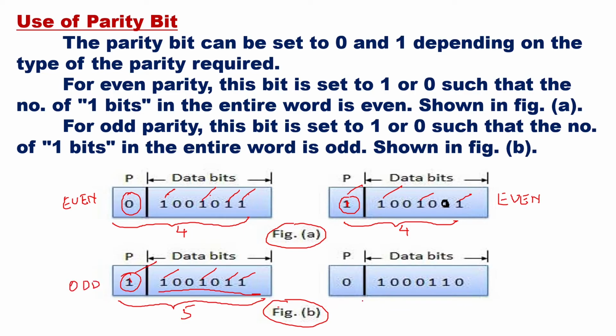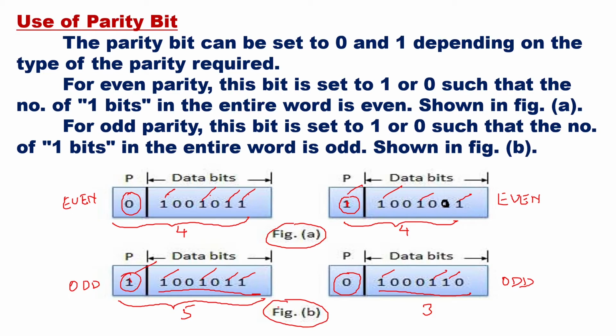Similarly, in the second example, if you see the data bits, how many logic ones are there? 1, 2, and 3. So if there are 3 logic ones and I want to set odd parity, then I'll make the parity bit 0, because I already have an odd number of ones in the data. So here there will be 3 logic ones, and this will also become your odd parity. So in this way, depending upon the parity type required in your system, you can use even parity or odd parity.